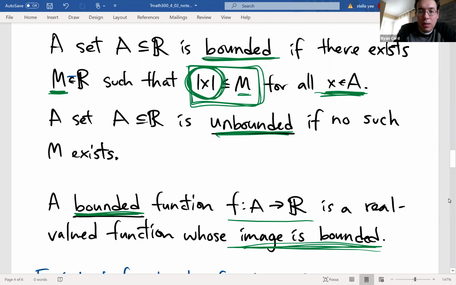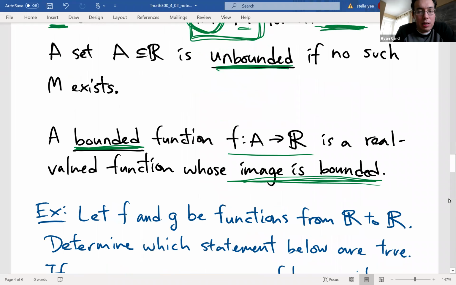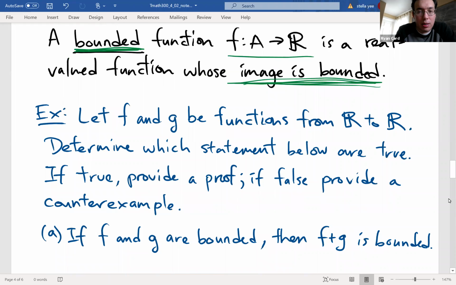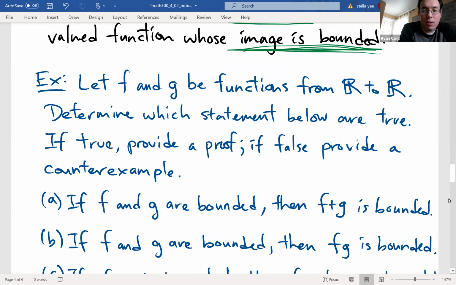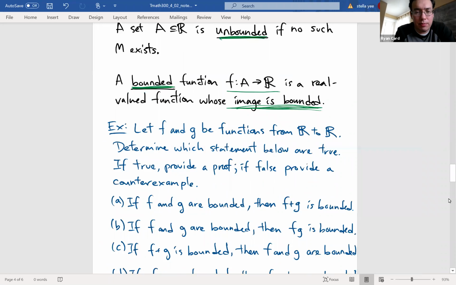Okay, so let's do a sample proof using this definition. Here's an example problem I took from the end of chapter 1.